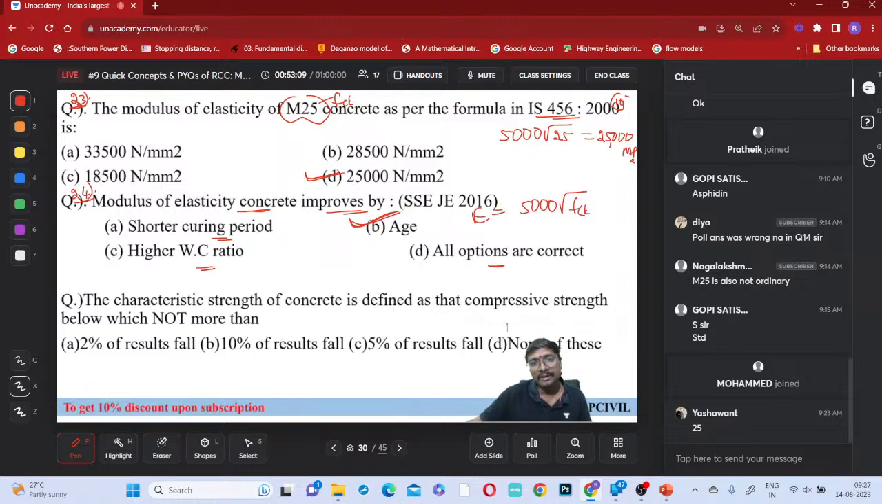This Ec. As fck increases, as the strength increases, Ec will be increasing, right? Strength will be increasing based on which one? This age only, yes or no? If you are going for short curing or insufficient curing, it will not be good, right? Higher water cement ratio also will result in lesser strength, so lesser fck and lesser Ec. But the only thing here is age, so you have to be careful.